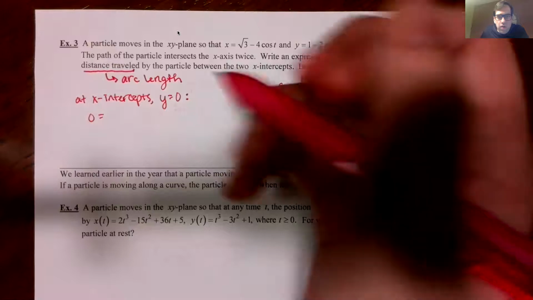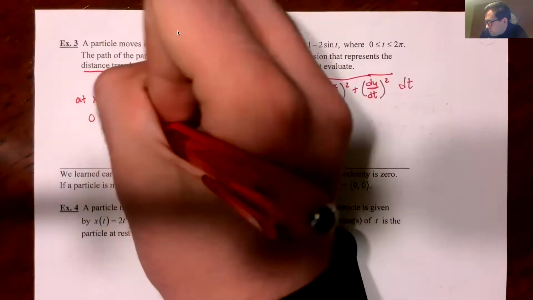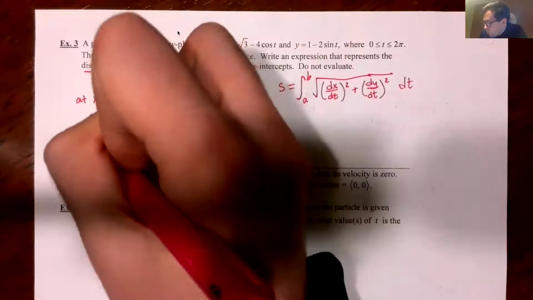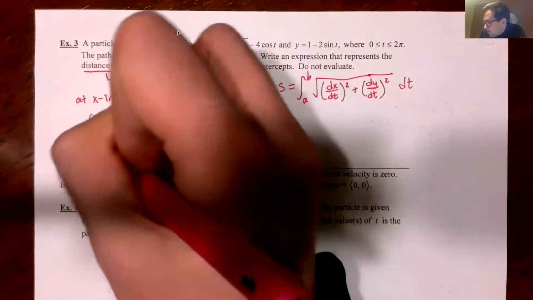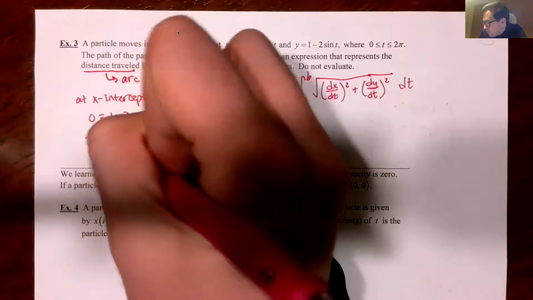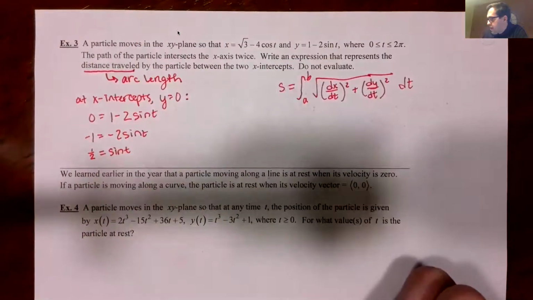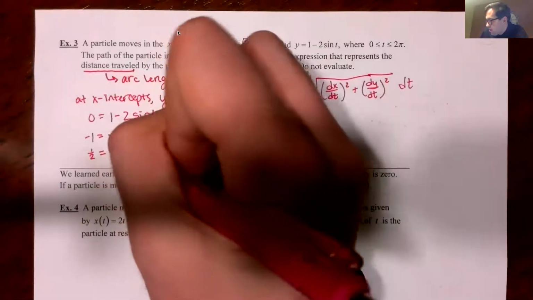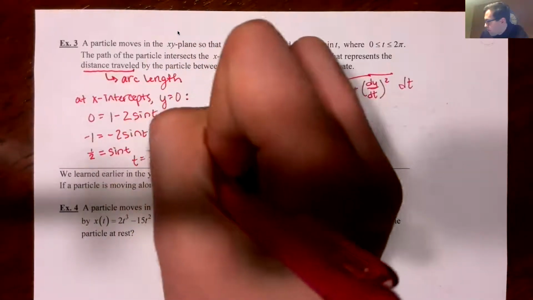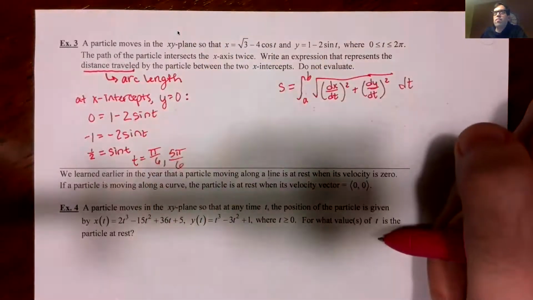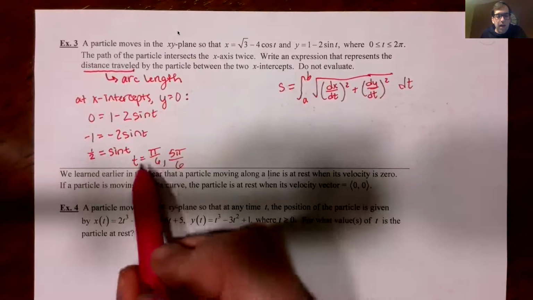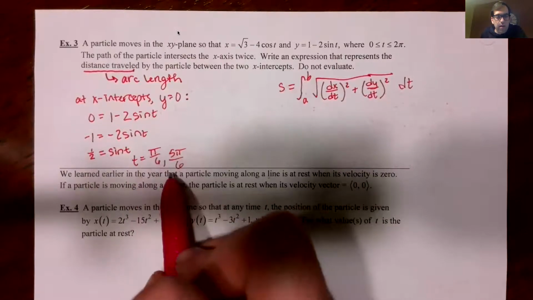So 0 equals 1 minus 2 sine t. I can subtract 1 to the other side and divide by negative 2. And I need to think about my unit circle for a second and figure out what angles have a sine that equals 1/2. And that's going to be at pi over 6 and 5 pi over 6. Yeah, because it's the y value. Yep. So there are our two values, right?